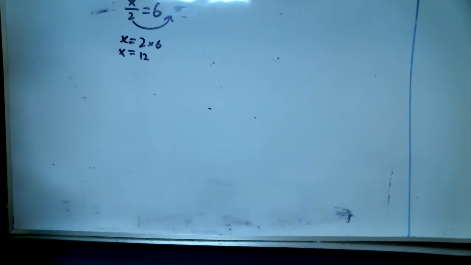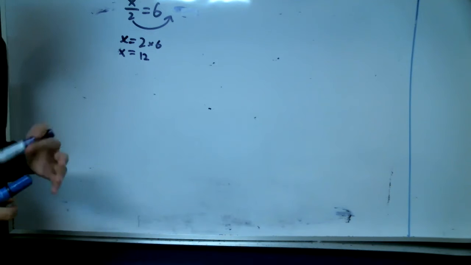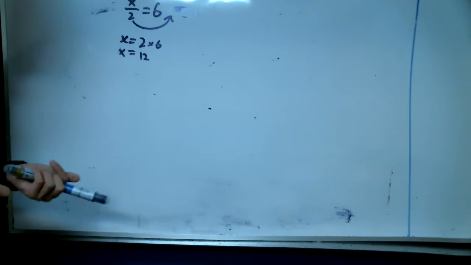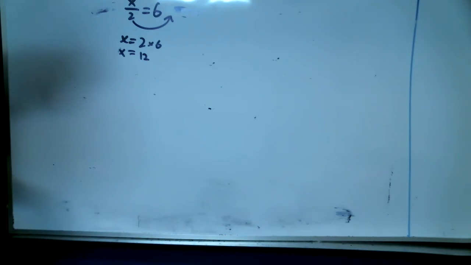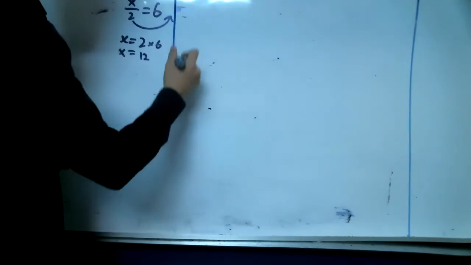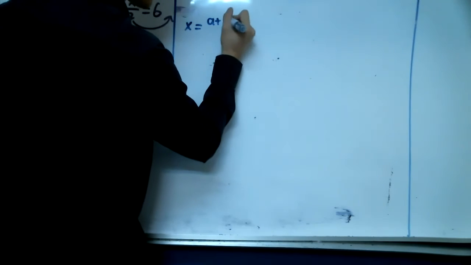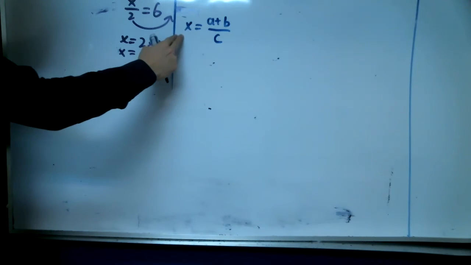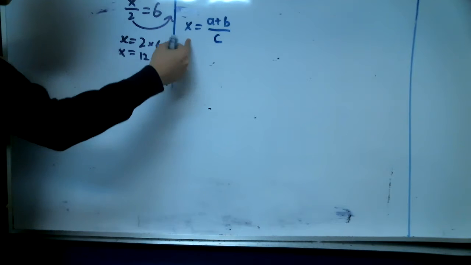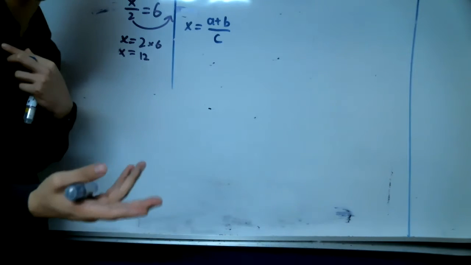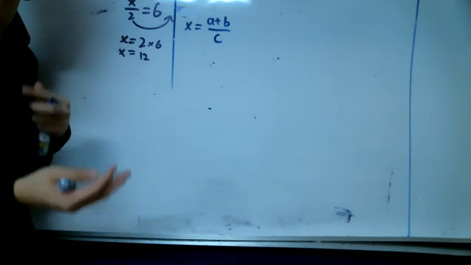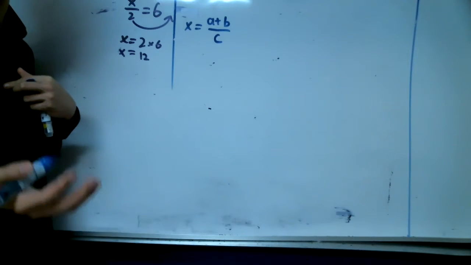Simple enough, yes? Well, in the next part of this topic, sometimes instead of finding out what x is, they might give us different algebraic values. So for example, let's say we have x equals a plus b over c, and we want to find the value for x. The key thing to remember here is a, b, and c are all also numbers, just we don't know what their values are yet.